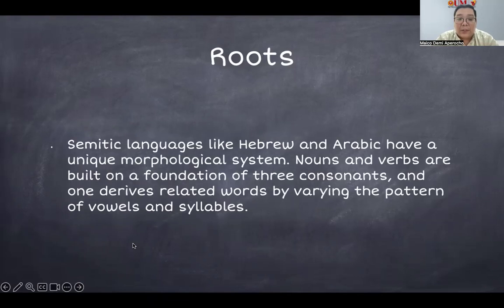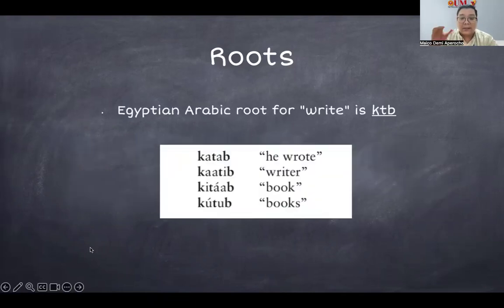Now, Semitic languages like Hebrew and Arabic have a unique morphological system. Nouns and verbs are built on a foundation of three consonants, and one derives related words by varying the pattern of vowels and syllables. Let's take a look at this as an example. So, for example, the Egyptian Arabic root for the word write is the three-letter root KTB. If we affix two vowel sounds within, such as katab, we mean he wrote.